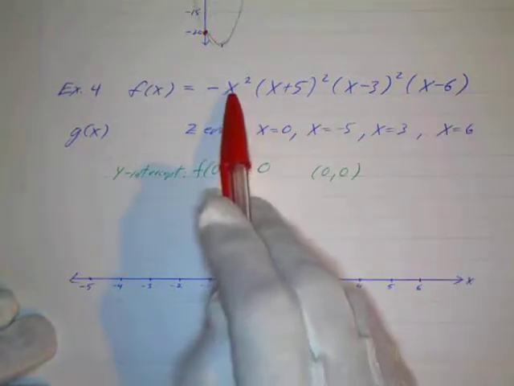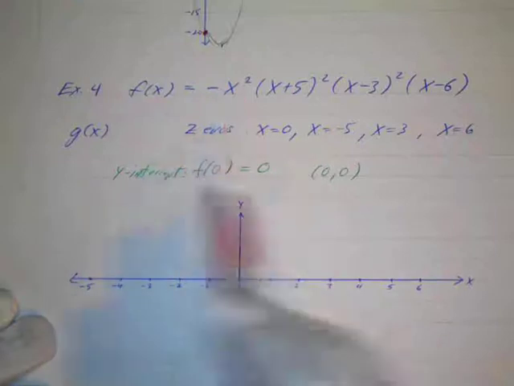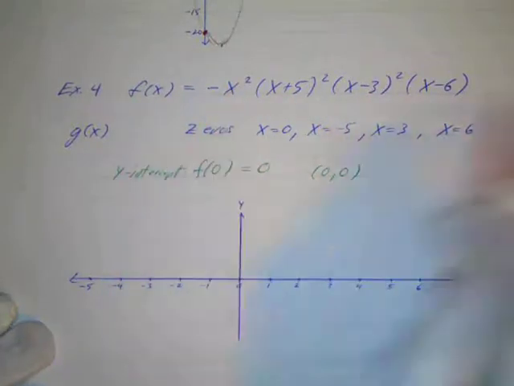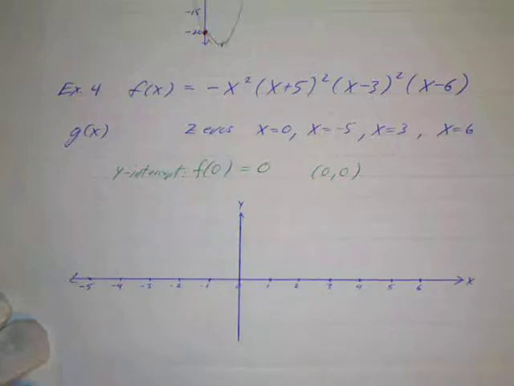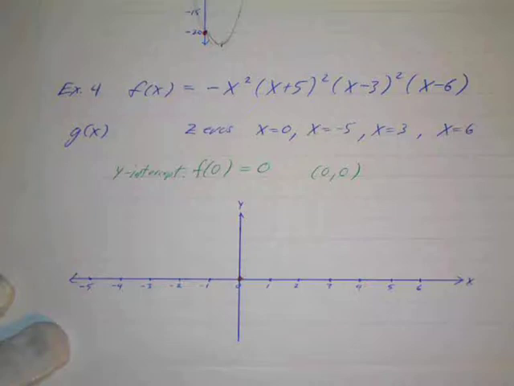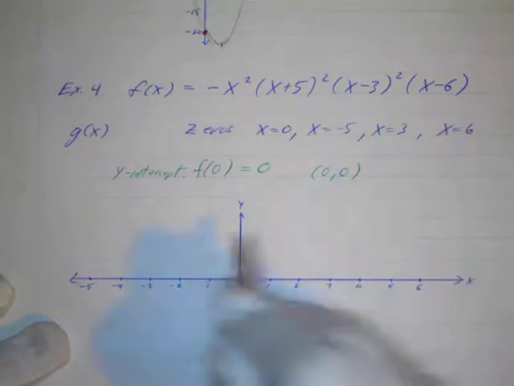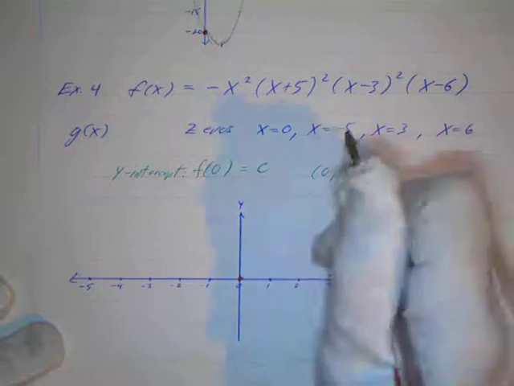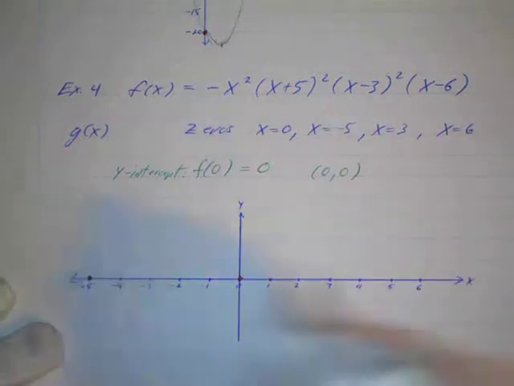And since I have a factor, if I put 0 here for f of 0, the whole thing's going to be 0. So my origin is actually the intercept, 0, 0. So that's one of my zeros, and that's actually my y-intercept. You can see it touches the y-axis there. And x equals negative 5, there's a 0 there. X equals 3, there's a 0 there. And x equals 6, there's a 0 there. So we've got our intercept and our zeros all set.